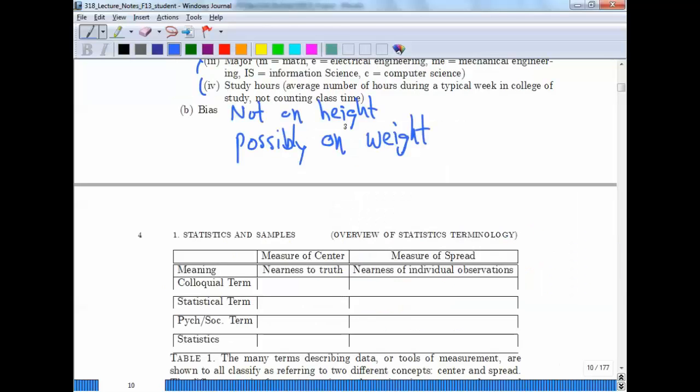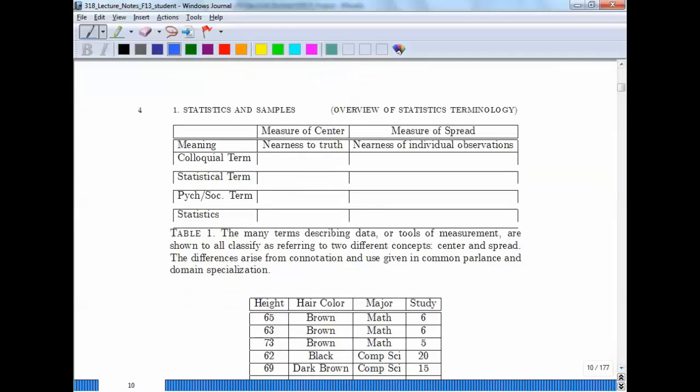Okay, now what I'd like to point out is that this form of bias and then variation are two manifestations of two of the three big ideas in data sets, namely measures of center and measures of spread. So the idea behind center is how close you are to truth. The idea behind spread is just how close individual observations are. There is typically going to be variation there.